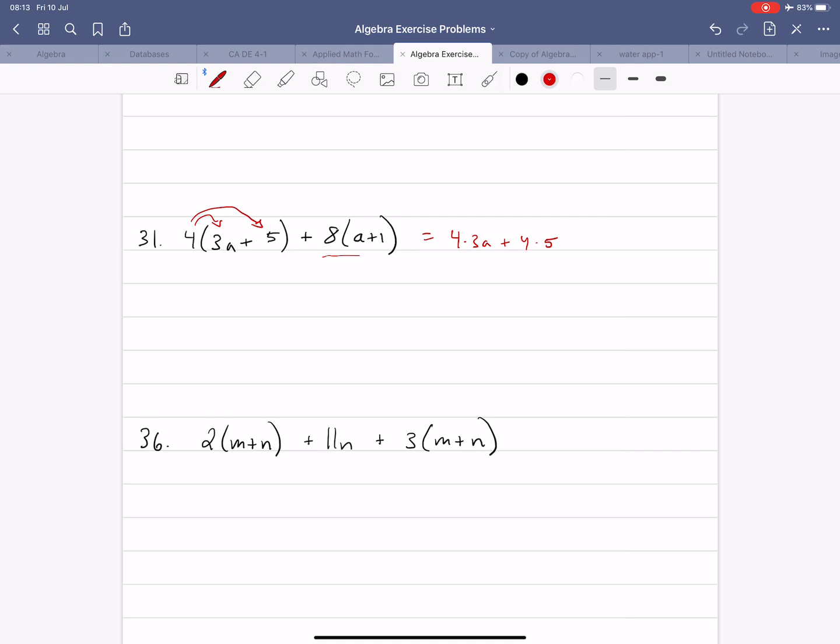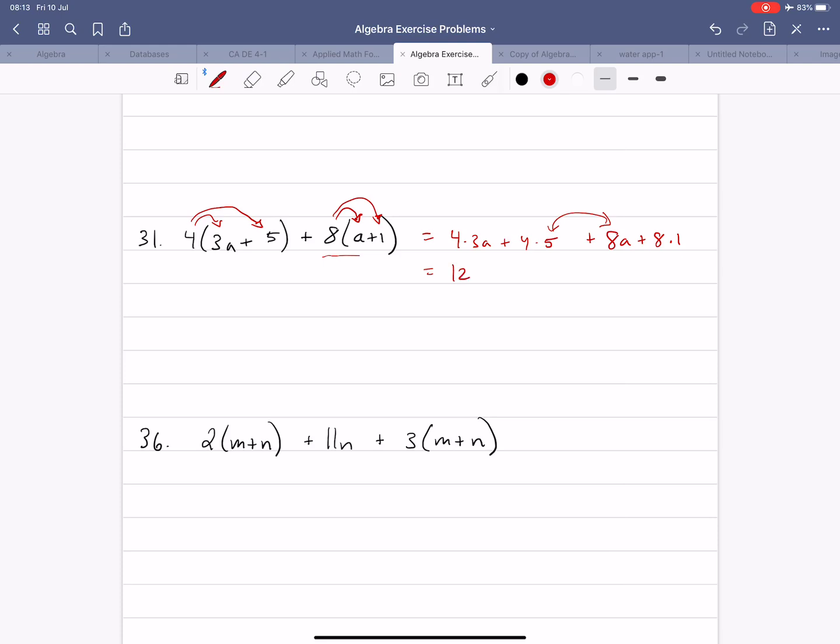term the way that it's written, I'm going to do the exact same thing, where the 8 distributes out to the a and distributes out to the 1. So this will be 8a plus 8 times 1. Now I can swap these two terms using the commutative property.